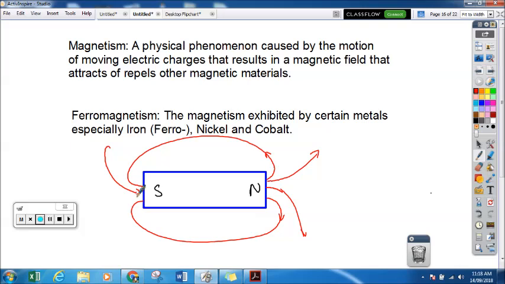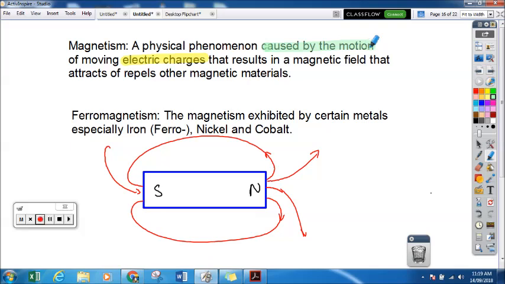The phenomenon of magnetism done by bar magnets is ferromagnetism, and we have magnetized this iron here by aligning its domains, and you've previously been looking at the domain theory of magnetism. But the domains themselves are created by moving electric charges. The iron atoms and the electrons associated with them create the magnetism. So magnetism is created as a phenomenon by the motion of moving electric charges.